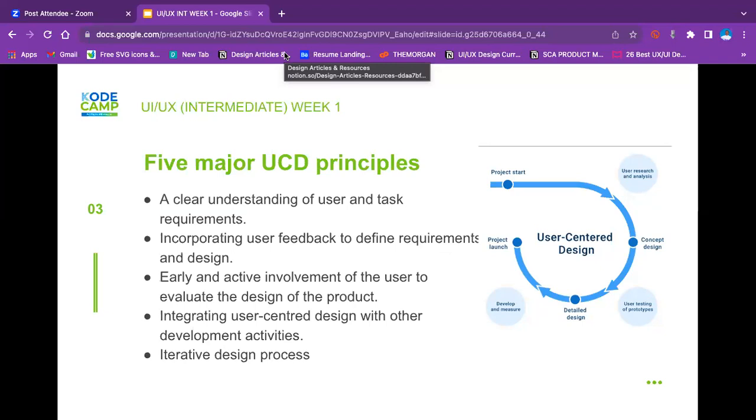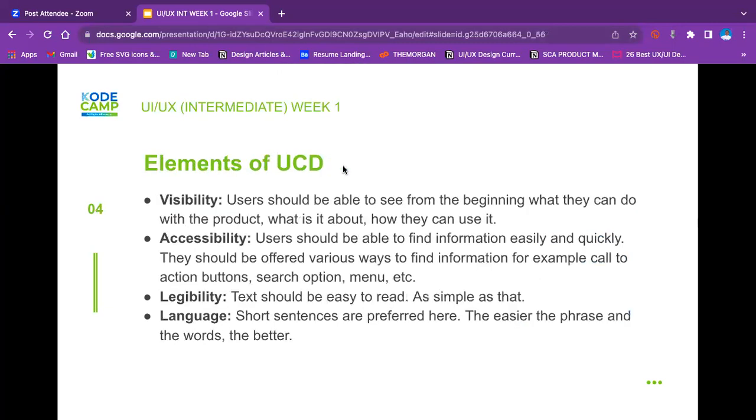Now, the last one is the iterative design process. Design is not something that once you do and hand off to developers, you're ending it there. No, sometimes developers would not even be able to implement it and you still have to come back. But the overall goal of all of this is that you need to ensure that you're building products that users will like.